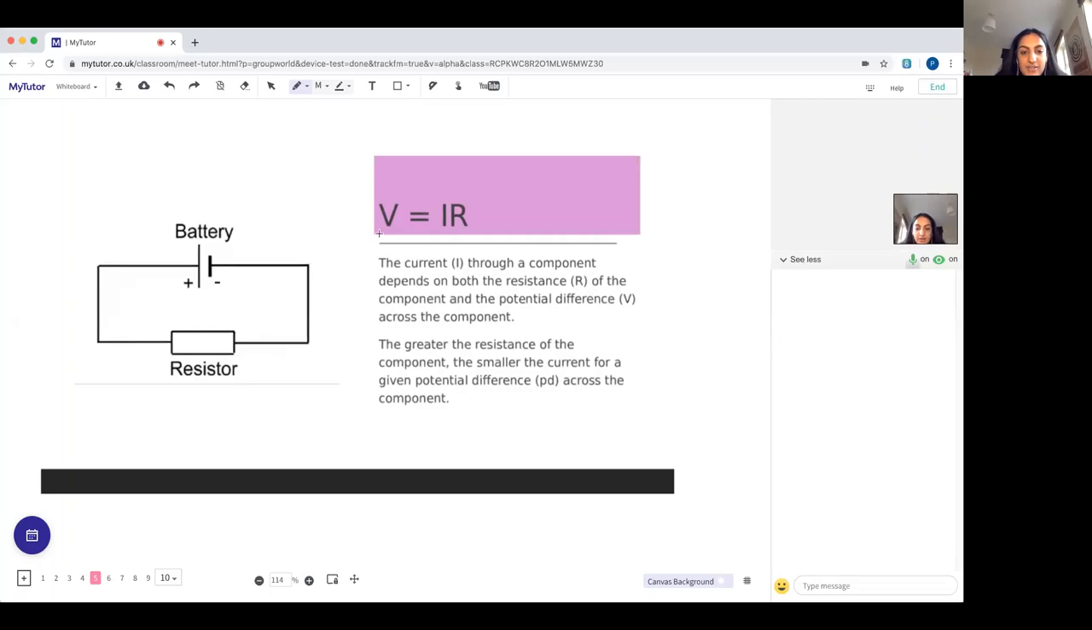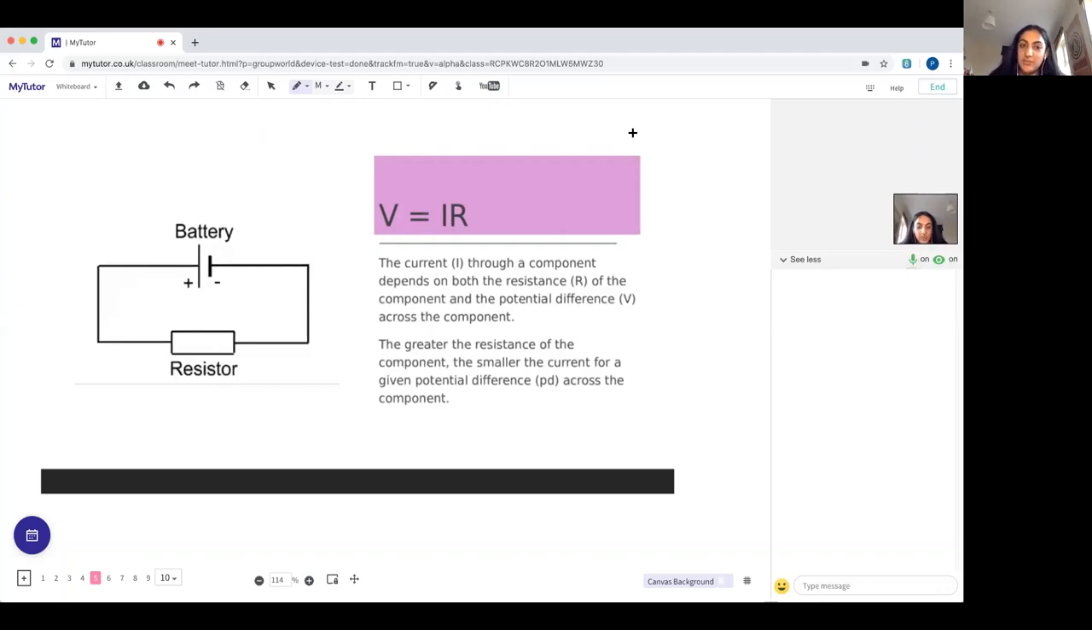So you might have seen this equation before, and it's V equals IR, where V is the potential difference, I is the current, and R is the resistance. So in a standard circuit, we tend to have resistance, and resistance might come in the form of a resistor, a thermistor, a light-dependent resistor, or a variable resistor, or a bulb.